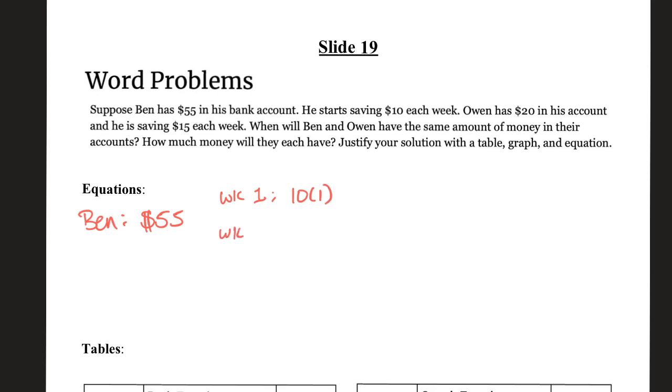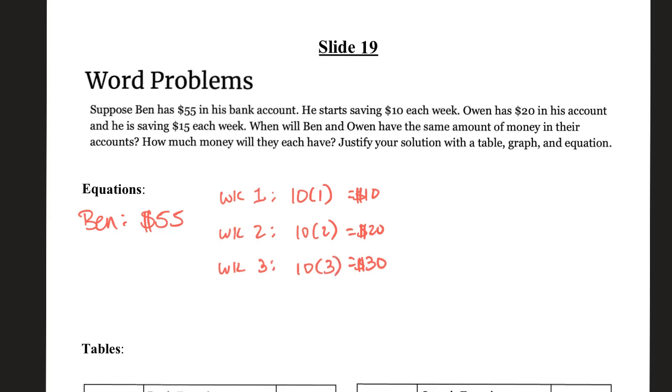And then let's go to week 2. After week 2, he has saved another $10, so a total of $20. I'm going to rewrite that as 10 times 2. And then we go on to week 3. He has saved another 10 bucks, so now he's up to $30. And I'm going to rewrite that as 10 times 3.